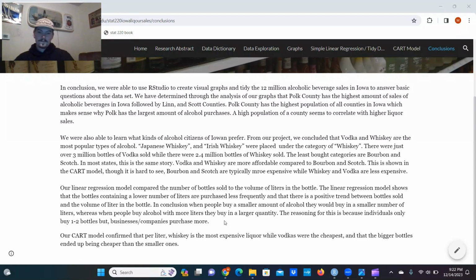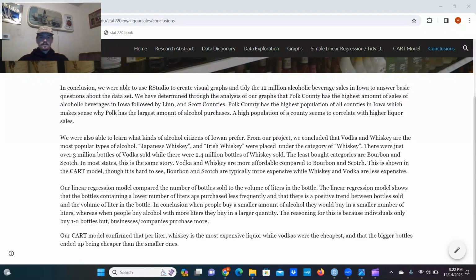It makes sense. If you're buying a smaller amount, you're going to buy fewer bottles anyway, and in a smaller bottle, as compared to if you're buying in bulk to stock your own home bar or something. Or if it was a business, they're going to buy in bulk, they're going to buy the largest bottles and the most amount. So that makes the most sense there.